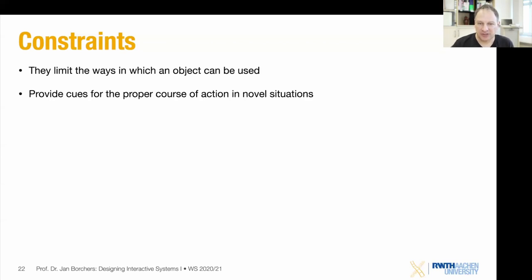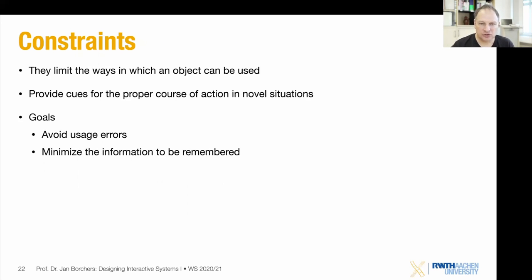What that means is, by doing that, they actually provide a good cue for the proper course of action, the things that you should be doing, especially in a novel or unusual situation. A good example is graying out a function in a menu if there is no window open currently, right? Then you cannot do certain things, and so that menu option gets grayed out, so you cannot select it. That's an example of a constraint.